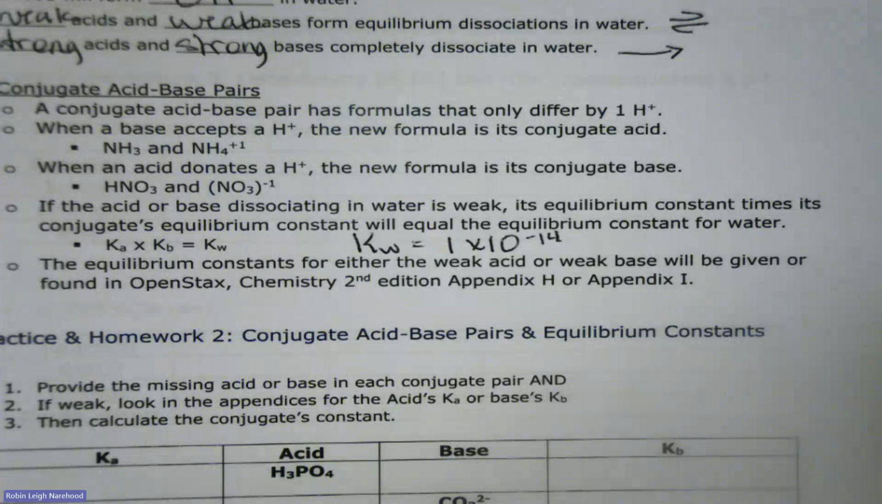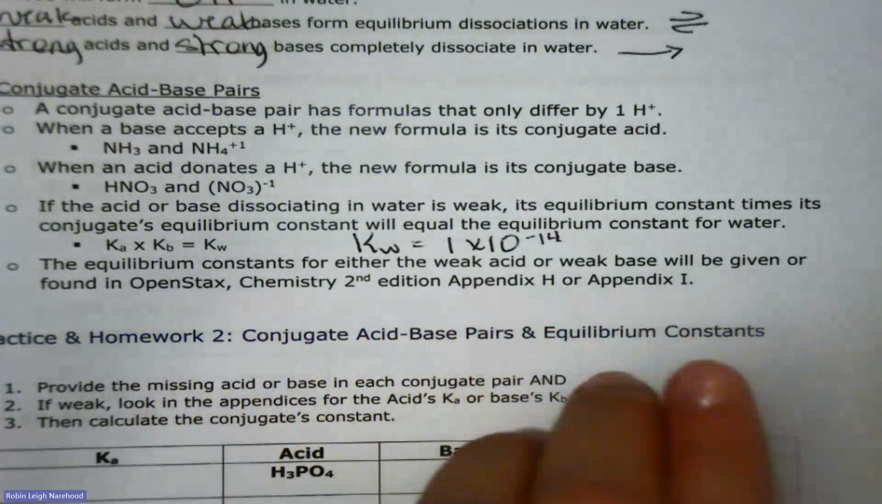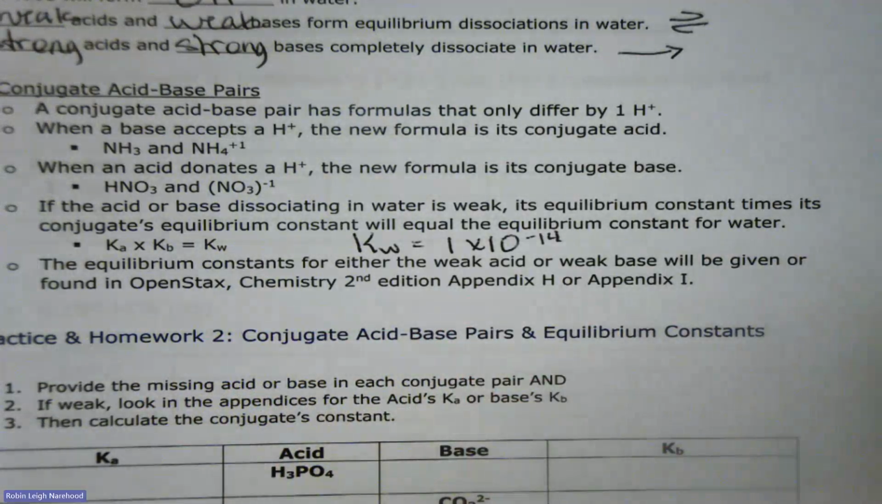And once again, we are talking about the behavior of something dissolved in water. So that's why water's constant is used. This is the behavior in water. Water has been completely factored in. It is the basis of everything we're doing. Okay. To find the equilibrium constant of the acid or base of the conjugate pair, we have to look in OpenStax.